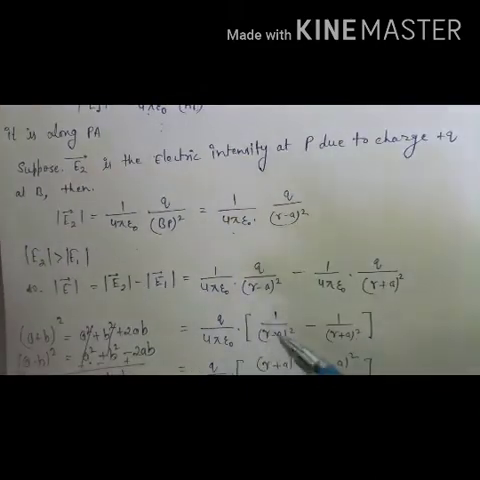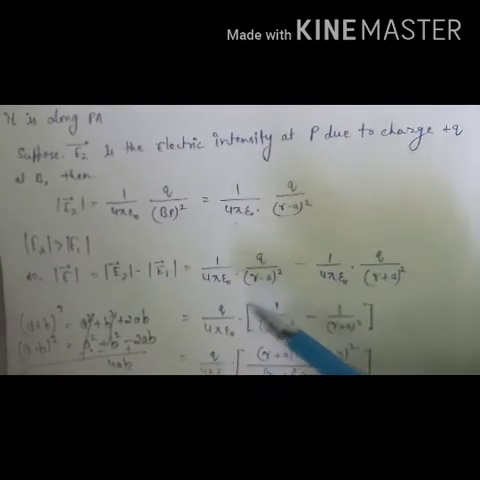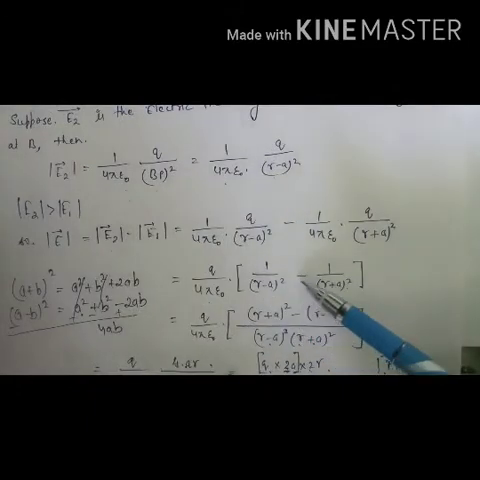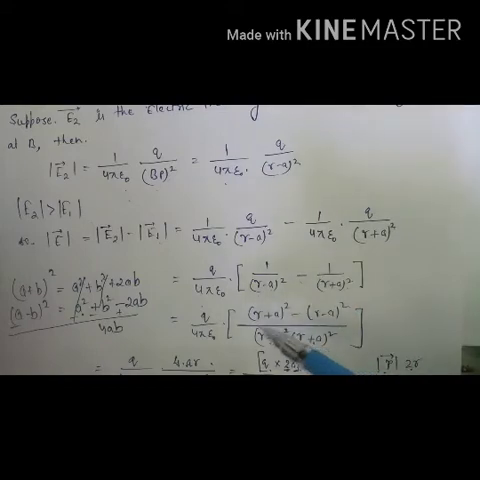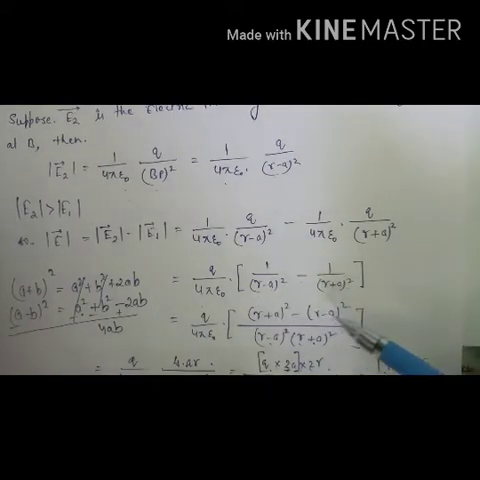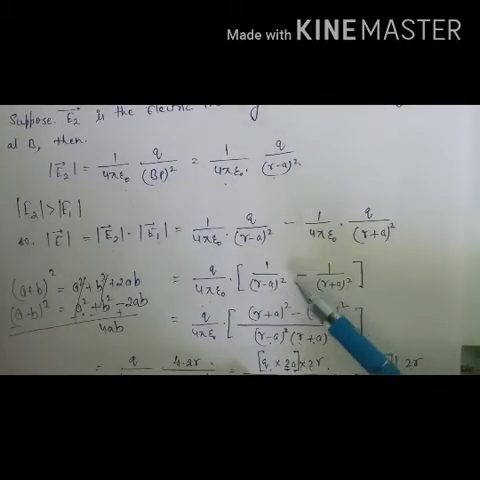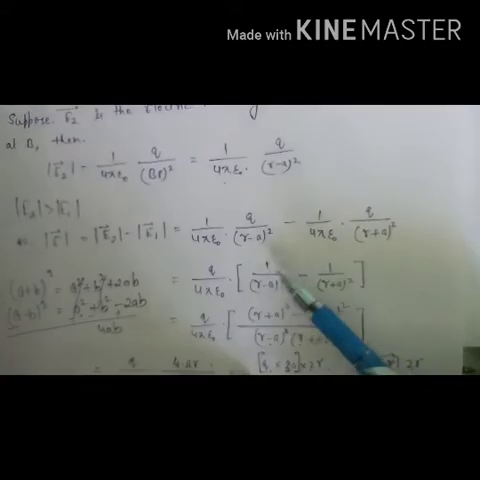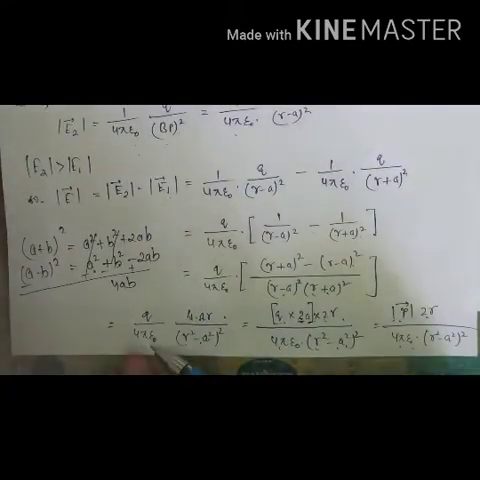Now taking q upon 4 pi epsilon naught common, we have 1 upon (r minus a) whole square minus 1 upon (r plus a) whole square. Subtracting them, we get (r plus a) whole square minus (r minus a) whole square, whole upon (r minus a) whole square into (r plus a) whole square. Since here we have 1 upon a minus 1 upon b, we take the LCM and get (b minus a) upon ab. So we have q upon 4 pi epsilon naught.